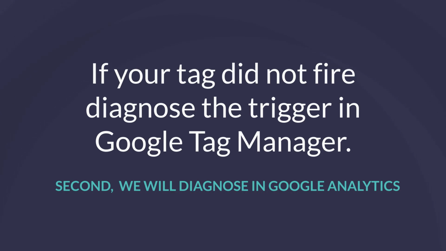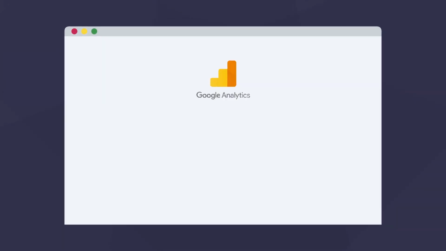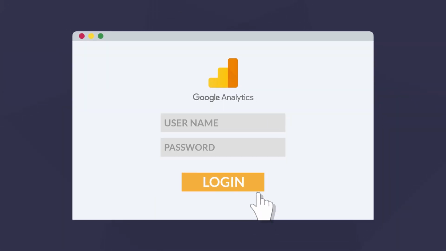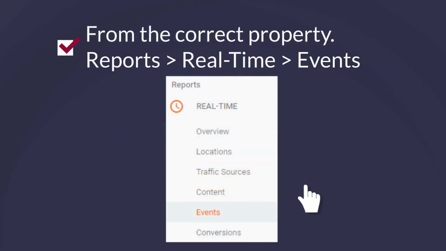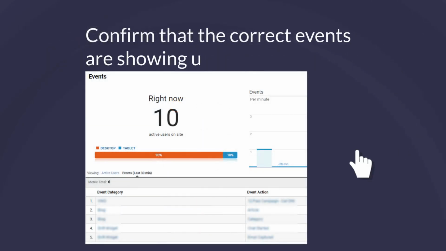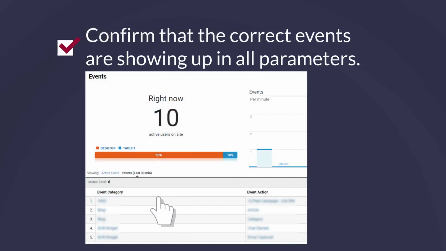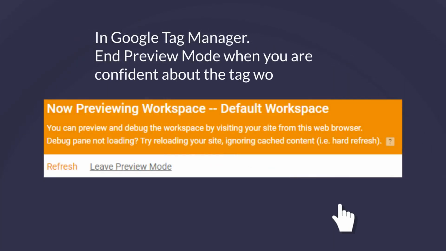Now we will diagnose the event in Google Analytics. First, log into your Google Analytics account. From the correct property, find your reports on the left menu and navigate to your real-time events. Confirm that the correct events are showing up in all parameters. This includes category, action, and label. When you are satisfied, go back to Google Tag Manager and end the preview mode.